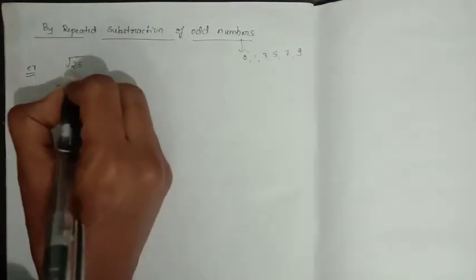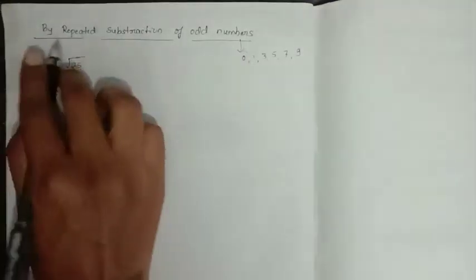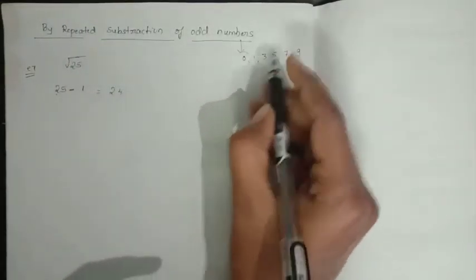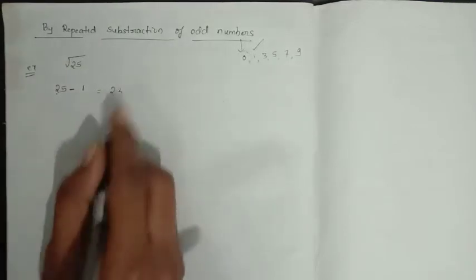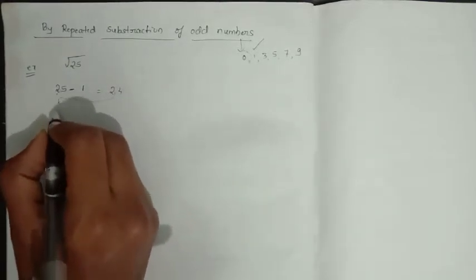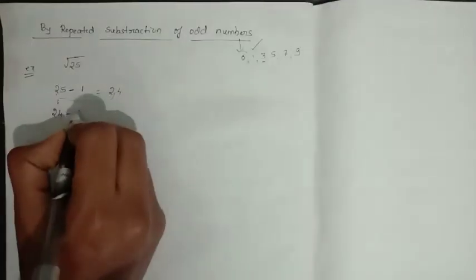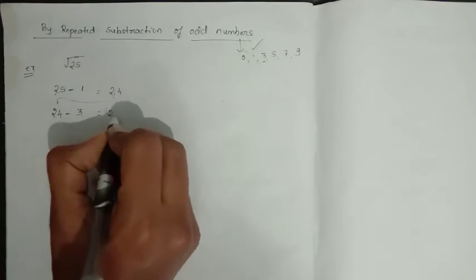Whatever the square root term is given, that you have to take, that is 25, and do repeated subtraction of odd numbers. Repeated subtraction means once I have removed 1 from the 25, it became 24. Now you have to take this 24 next. 24 minus the next odd number, that is 3, gives 21.